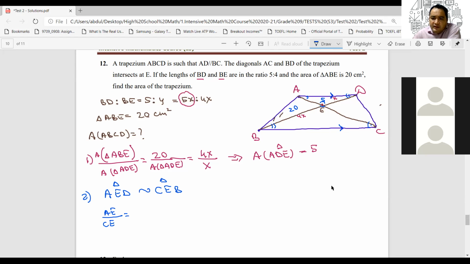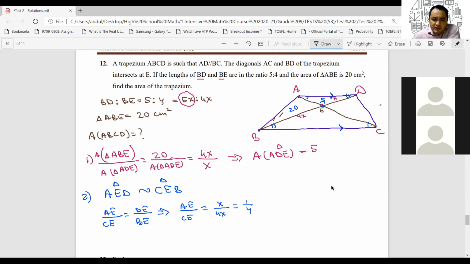And here it is DE, and DE corresponds to BE, right? So do we know these ratios? What is AE? Do we know AE? We don't know. So it is AE. And how about CE? Do we know CE? We don't know. It is CE. And how about DE? We know DE. That is X. And how about BE? We know that. That's 4X. That's equal to 1 to 4.